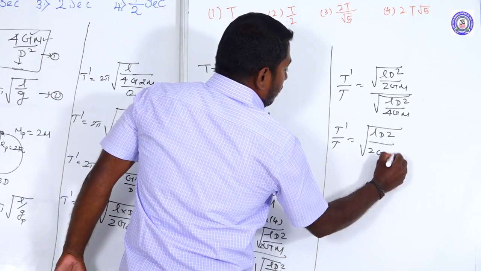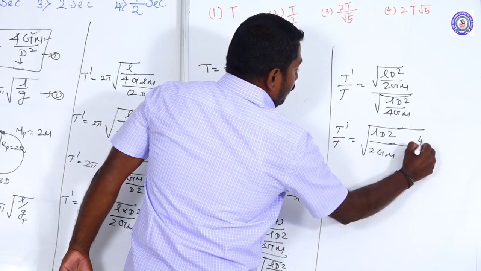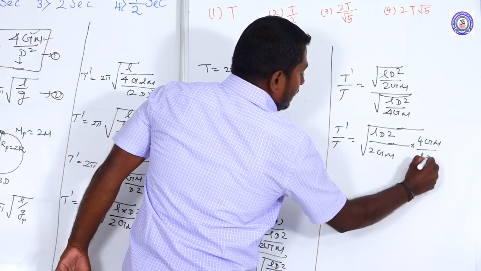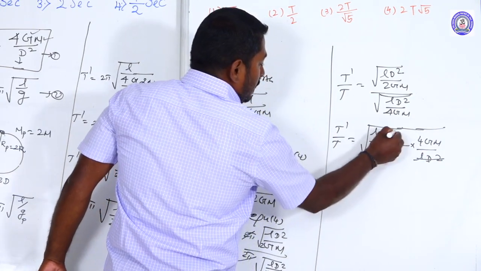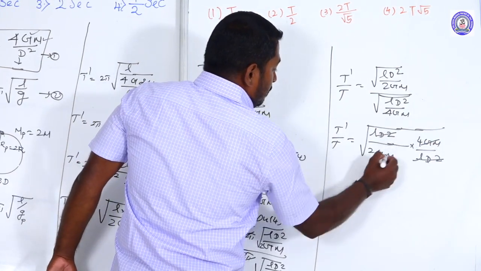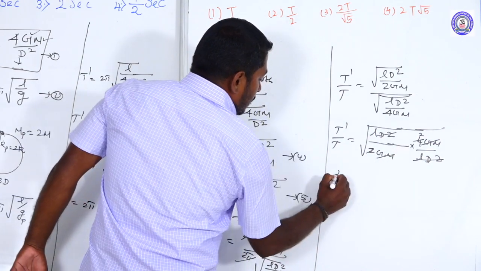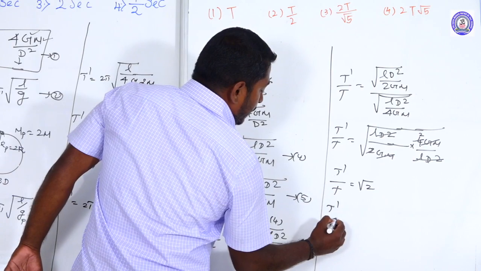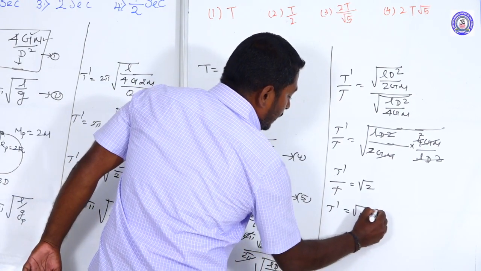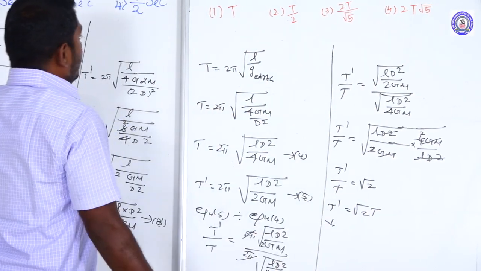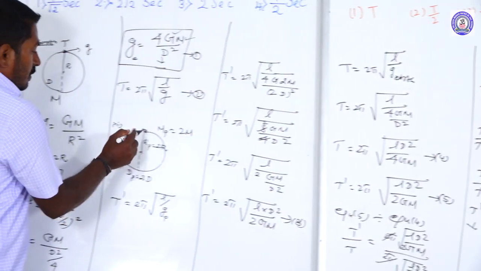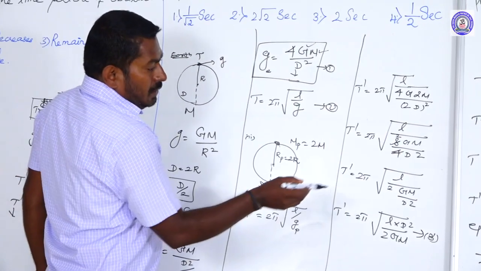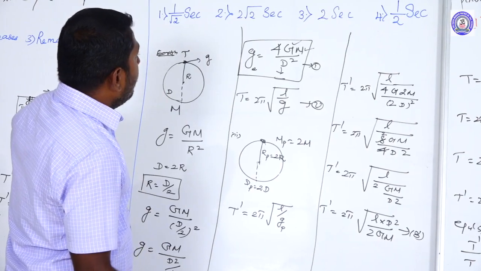Then T prime divided by T is equal to square root of L d square divided by 2GM into GM divided by L d square. Then T prime divided by T is equal to root 2. Then T prime is equal to root 2 T. Now the time period of oscillation on the imaginary planet is root 2 T.